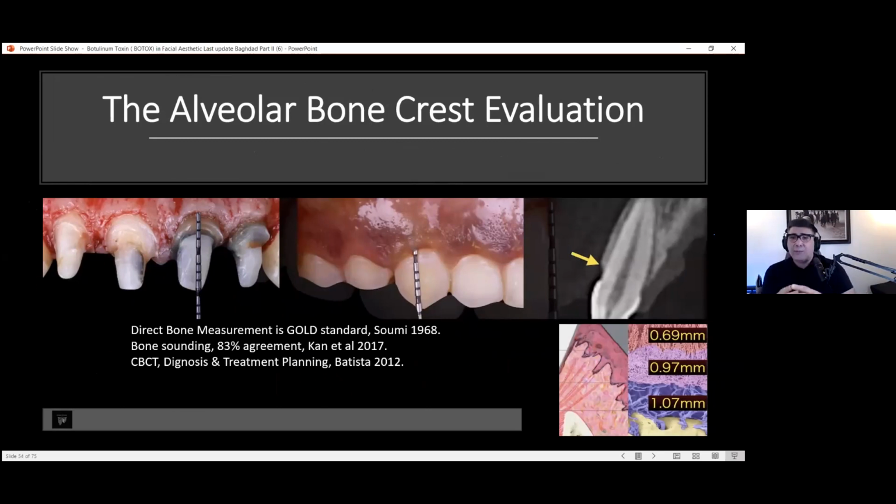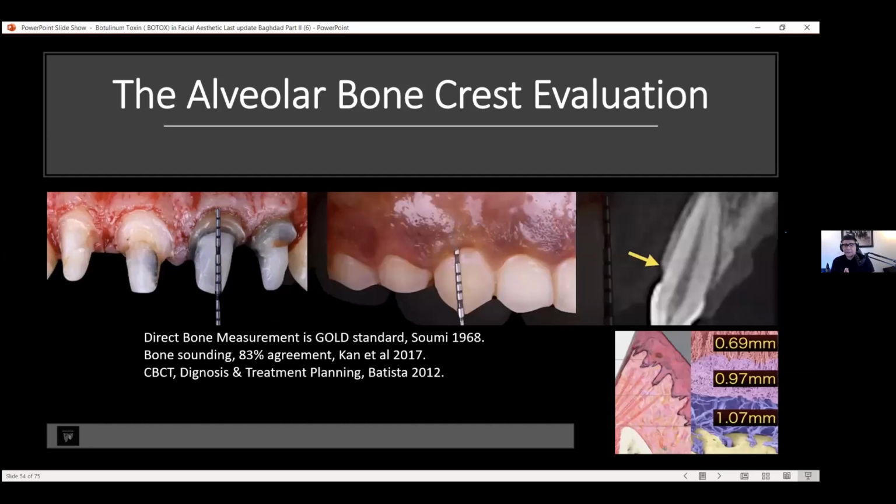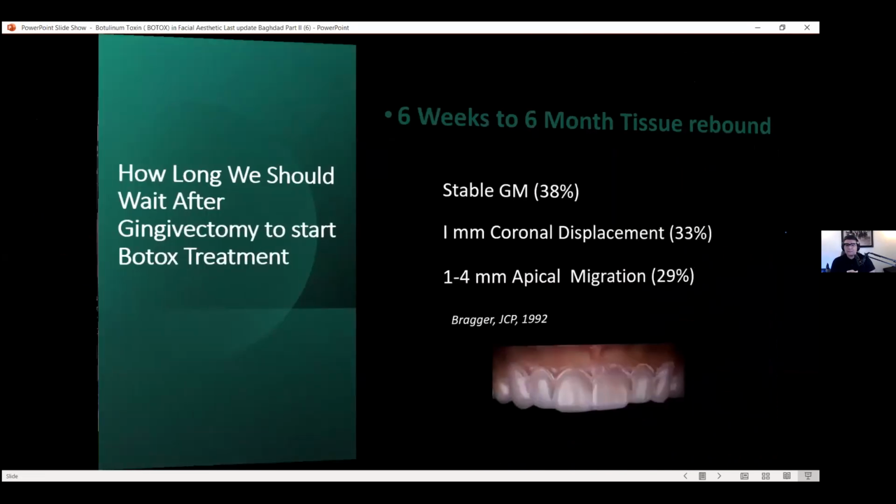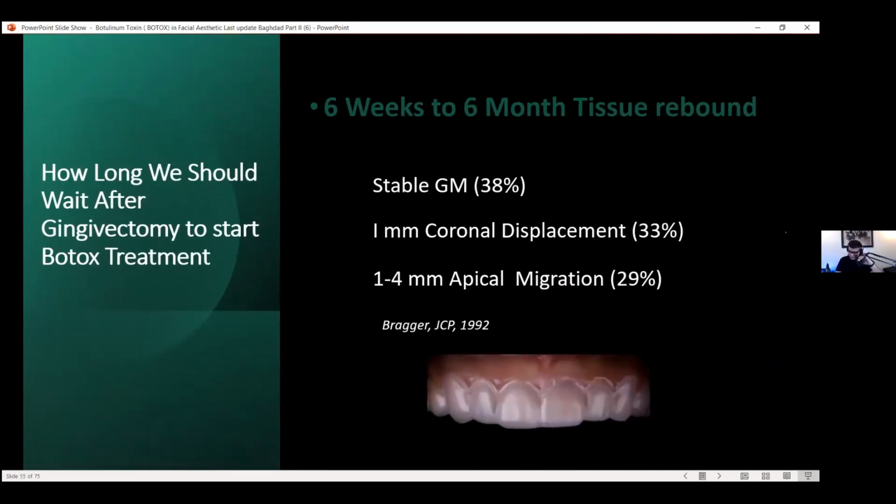If I need surgery plus the botulinum toxin. So these are 3 techniques for the assessment of the osseous level: direct, bone sounding, which is indirect, and CBCT. The question is, if my patient needs both botulinum toxin treatment because of the muscular hyperactivity and gingivectomy at the same time, which one first?